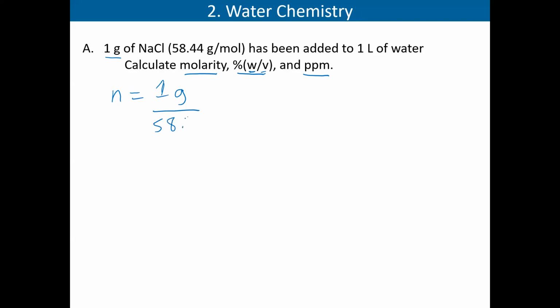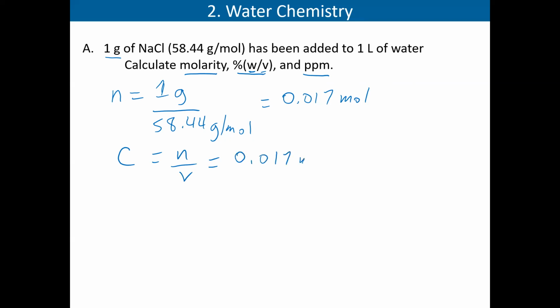58.44 grams per mole. So in this case, you can see that the grams are going to cancel out and the moles are going to go on top. So the answer is 0.017 moles. And the concentration, of course, is going to be the number of moles per volume. In this case, it's 1 liter. So that's pretty easy. 0.017 moles per 1 liter. So I'll just call it like that. And don't forget that moles per liter is also represented by the big M. That's the same as moles per liter.